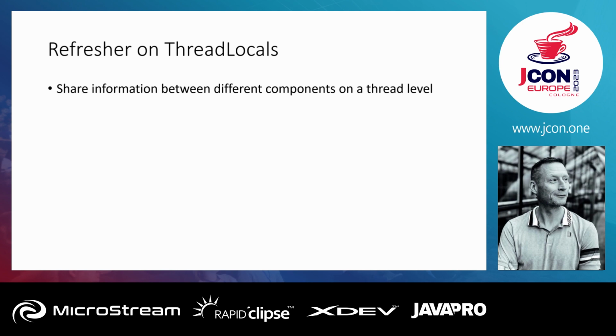Sometimes you just want to share information between different components of your system. It could be some user credentials that you want to pass on to different parts of your application. It could be something where you want to have a unique trace ID, and in your logging, this unique trace ID should appear. So every component that logs needs to have this information.